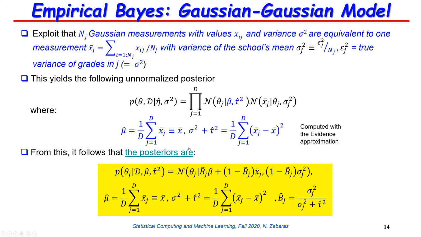So if you hit this link here, it will take you directly to Wikipedia, to the formula for when your likelihood is a Gaussian. The unknown is the mean. We have a prior that's a Gaussian. We only have one measurement. Here is where the posterior comes to be, and we can see the posterior mean. It's a weighted average of the MLE estimate in school j and this overall mean grade over all the schools. And B_j, the shrinkage factor, is sigma_j squared divided by sigma_j squared plus tau hat squared.